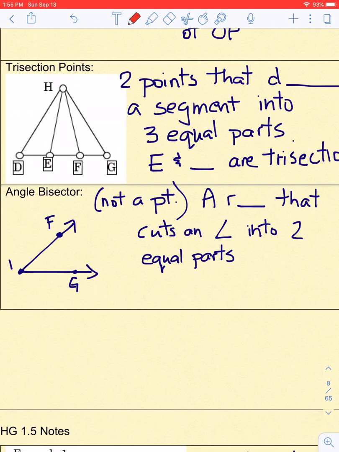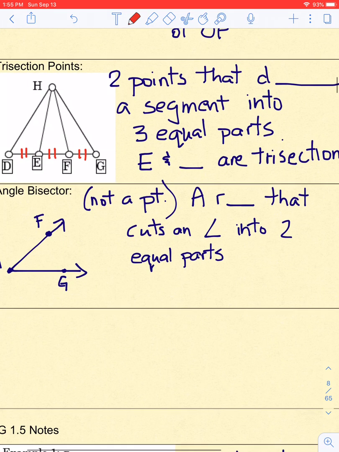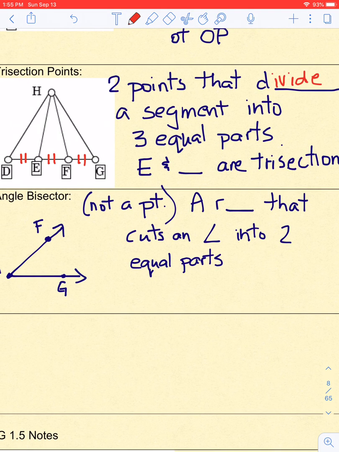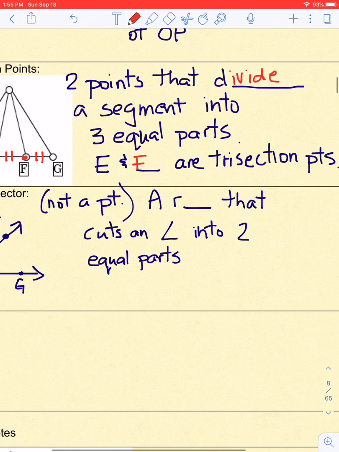Next, what happens if you cut it into 3 equal parts? Each of these distances down here are all equal to each other, DE, EF, and FG. Then those 2 points, E and F, that divide the segment into 3 parts are called trisection points. I'll highlight them here. So E and F are trisection points.